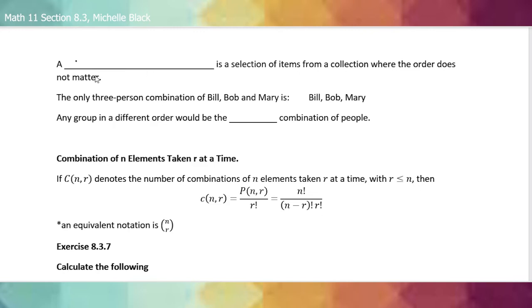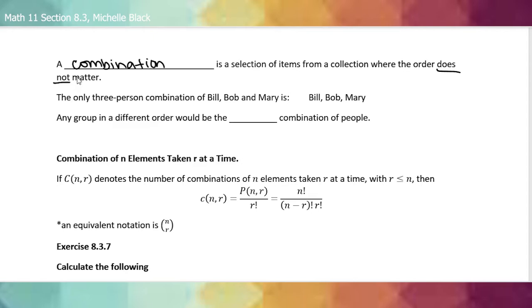We also have something called a combination, which is a selection of items from a collection where the order does not matter. So the only three-person combination of Bill, Bob, and Mary is Bill, Bob, and Mary.